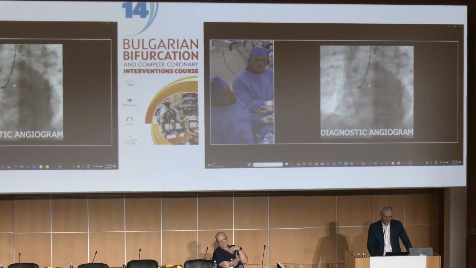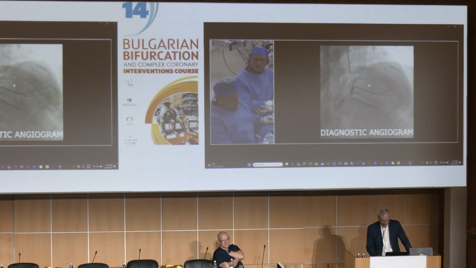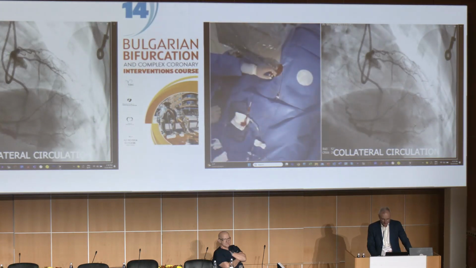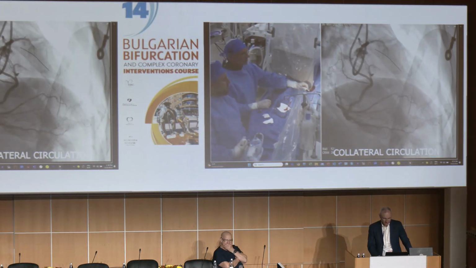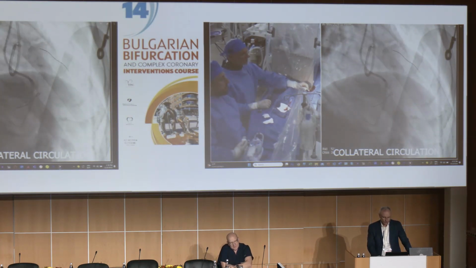You see here the first catheterization, the diagnostic angiogram that shows the acute occlusion of the right coronary artery. This is the result after the primary angioplasty with stent implantation in the mid and the proximal RCA. And here is the intervention for the right coronary.